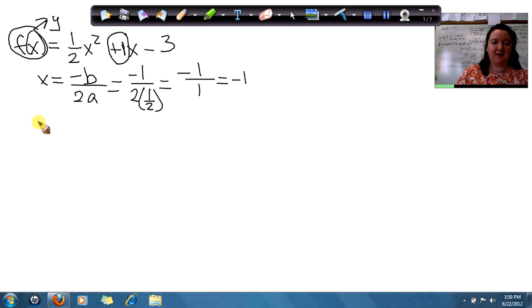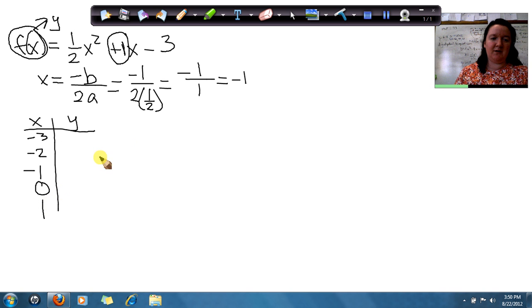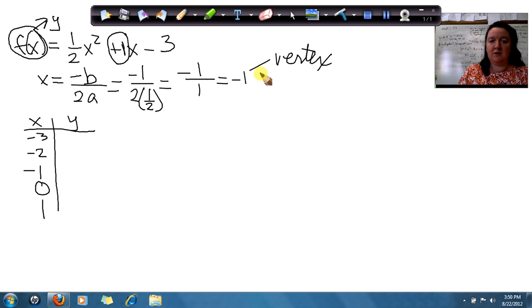So that's going to make my table pretty simple because I have a whole number, and I have my negative 1 in the middle. I'm going to add 1 to that, that will give me 0. Add another 1 to that, and give me 1. I want to subtract 1, so give me a negative 2, and subtract another 1 to give me a negative 3. So let's plug our values in and figure out what our equations would be. So if we're looking at our vertex, that's the vertex, and the line of symmetry.